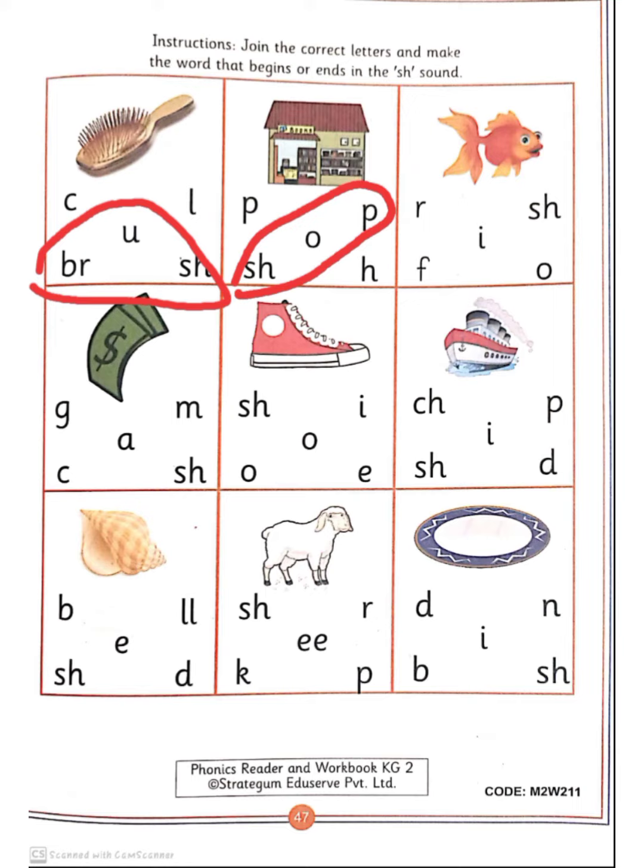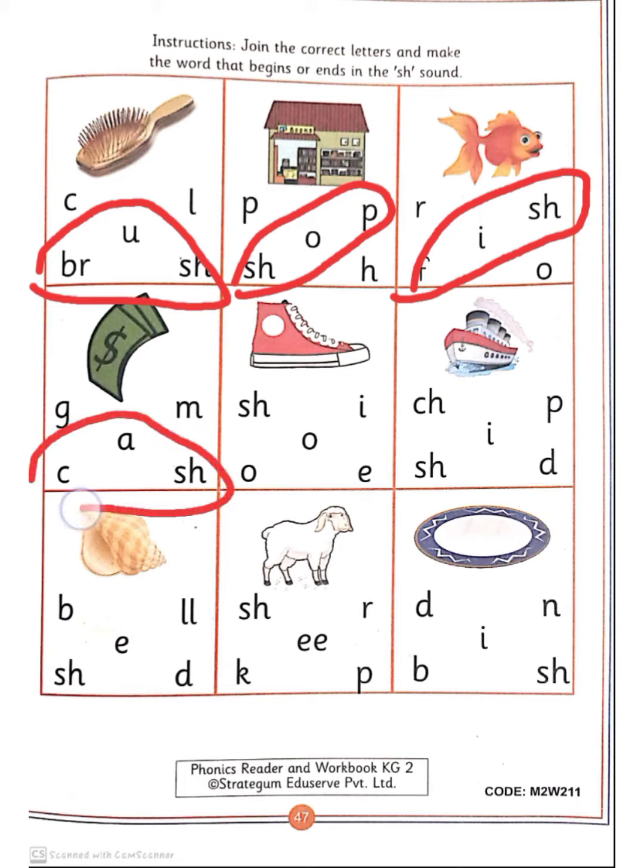Then the next picture is of fish. F-I-S-H, fish. So we will circle it like this. We will make the word by joining the correct letters. Then the fourth picture is of cash. C-A-S-H, cash. So we will join these letters to make cash.